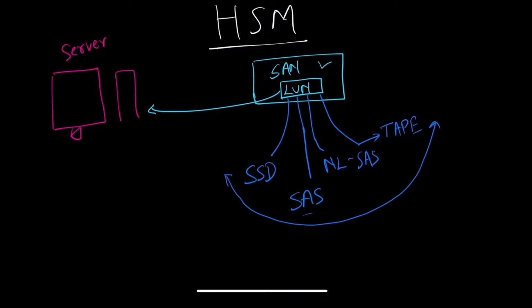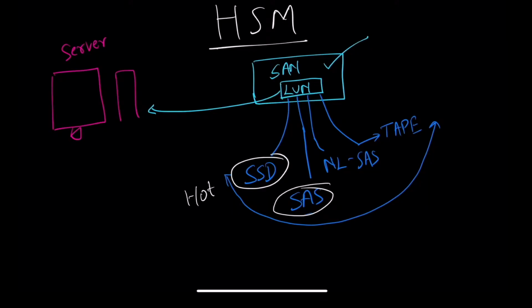I want to make sure that my SAN is intelligent enough to store the data where frequently accessed data, hot data, is stored in SSD, and data that is not accessed for more than a day must be moved to SAS because my SAS pool happens to be bigger. It's not as expensive as SSD, so my enterprise has bought a lot of SAS disks.